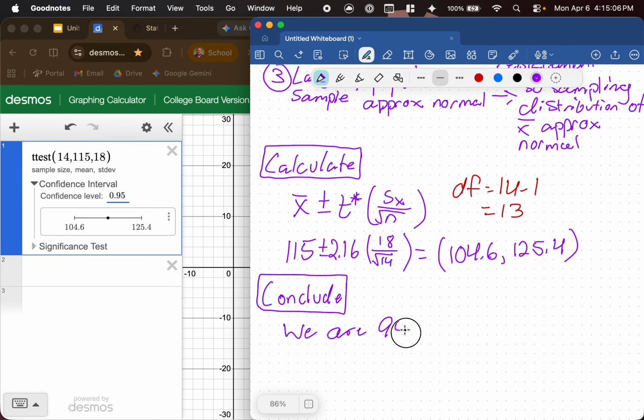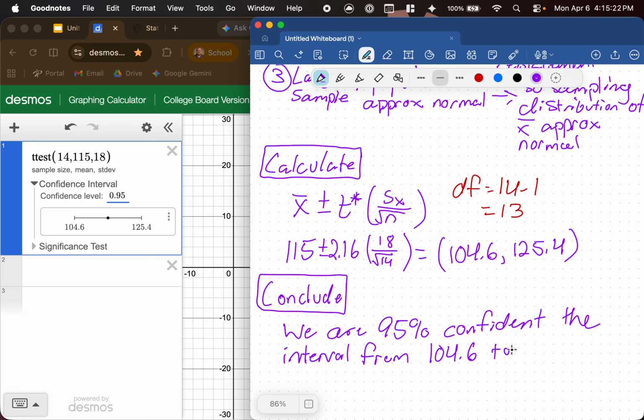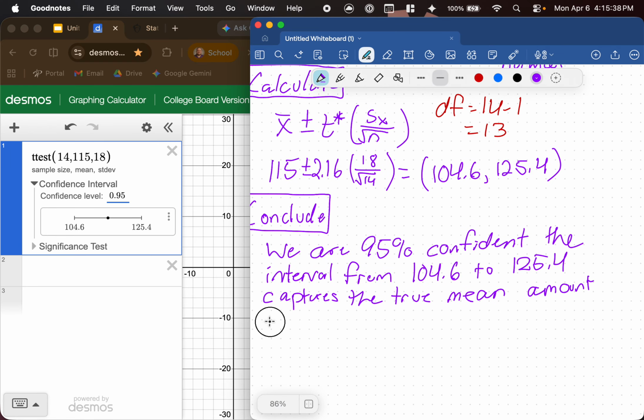We are 95% confident the interval from 104.6 to 125.4 captures the true mean amount of lead in the soil.